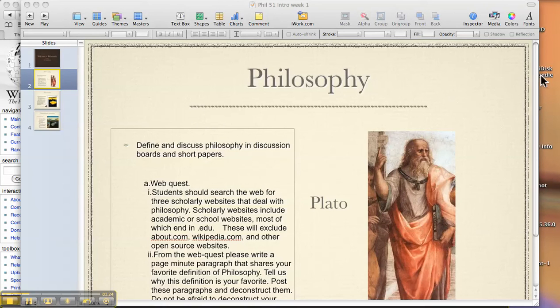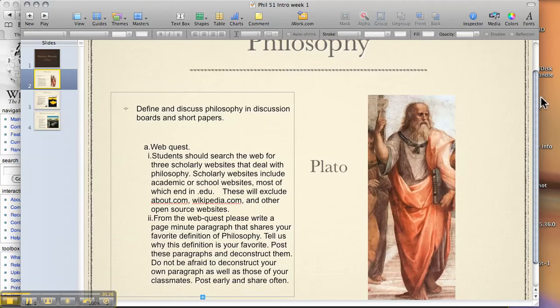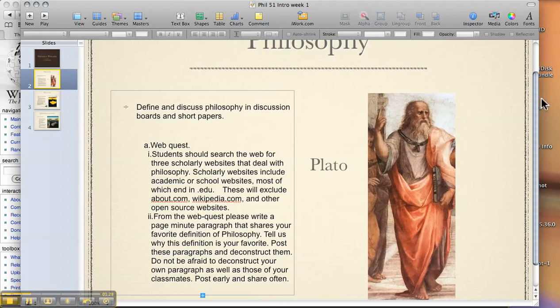In this slide, you'll notice that I have that centerpiece of Raphael's The School of Athens. This is a picture of Plato pointing toward the heavens. Plato delves into metaphysics, and we'll be talking more about this. I'd like students to participate in a web quest where they search for 3 scholarly websites that deal with philosophy. This part of the assignment is twofold. I'd like students to begin to learn how to differentiate good sources from bad sources.